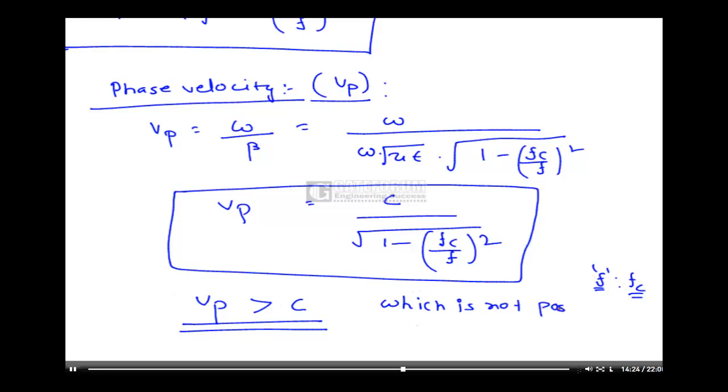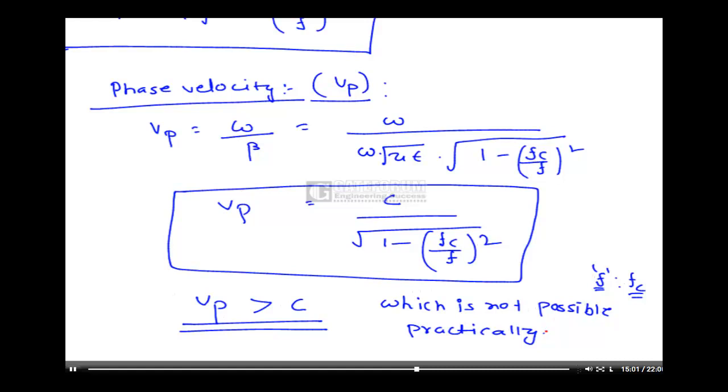Which is not possible practically, because no wave will travel with more than the free space velocity, that is c. But here in a waveguide, if you calculate for TM mode propagation, the phase velocity is greater than c for a given value of f and a particular value of fc. So this is a contradiction, because here the phase velocity is greater than c.